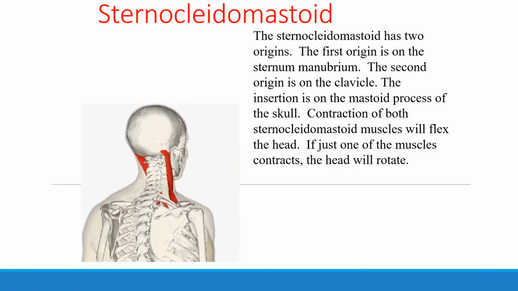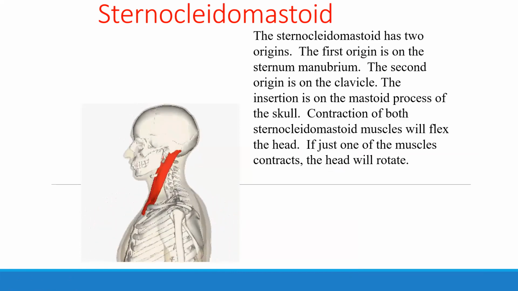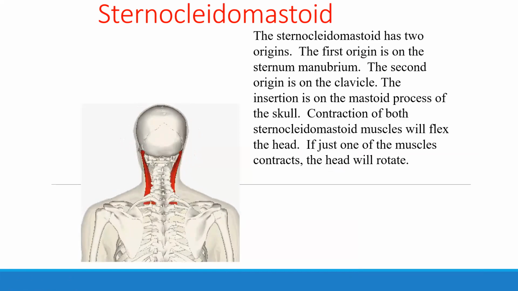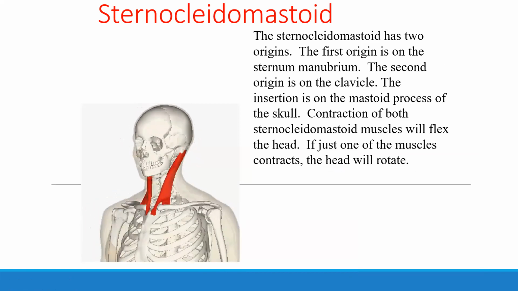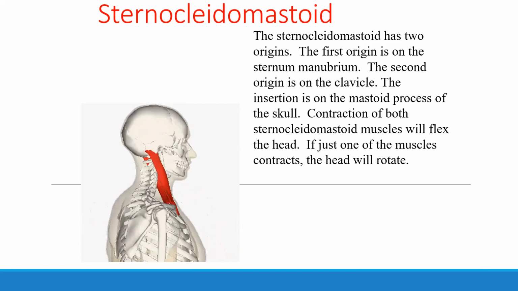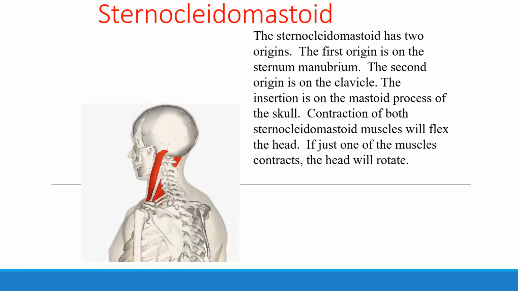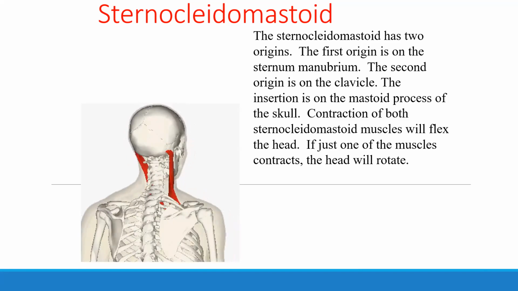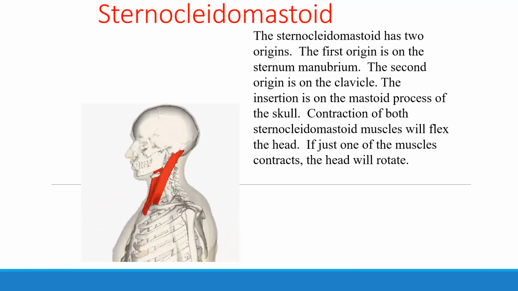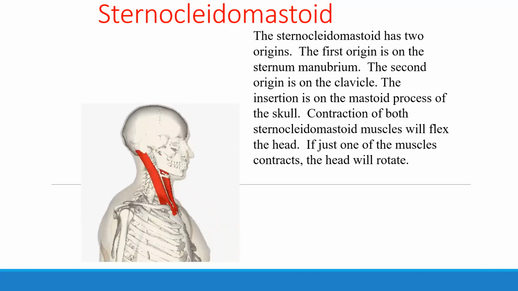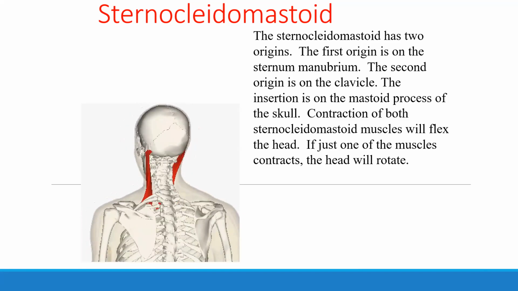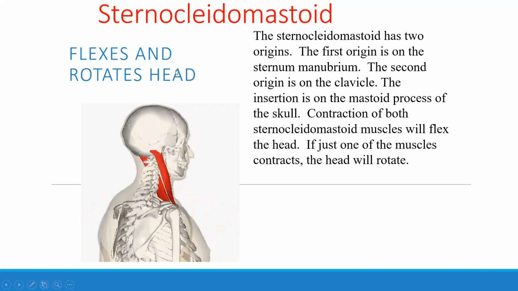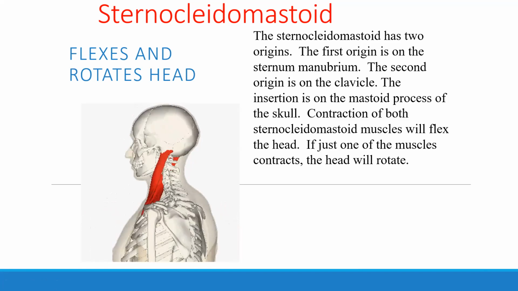When both muscles contract, the head will flex, and so your head will bob up and down. If one of the muscles contracts, the head turns in the direction of the contraction, because you're pulling on the mastoid. When you contract the muscle, you pull on the mastoid and the head turns. We flex and rotate the head. We only flex if both of them contract at the same time.